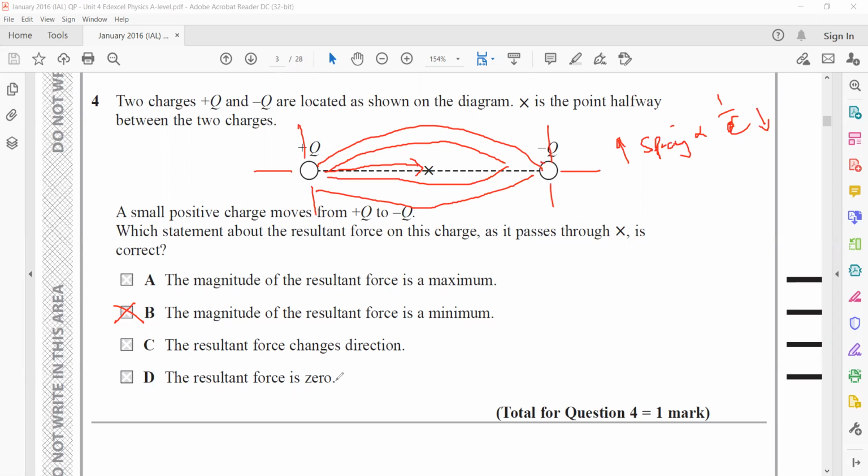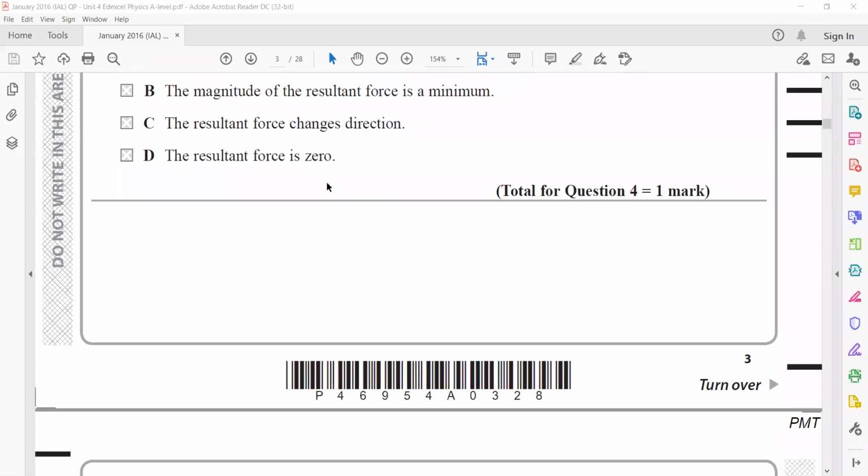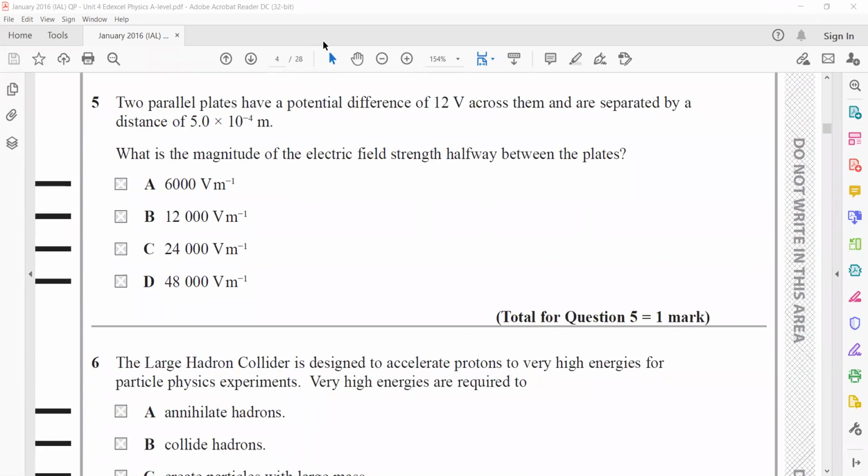The resultant force is not zero. Why? Because there is an electric field. The resultant force does not change direction, it remains in the same direction. The magnitude of the resultant force is not maximum at X, it is minimum because the field line spacing is more, so the strength decreases, so the force will also decrease.